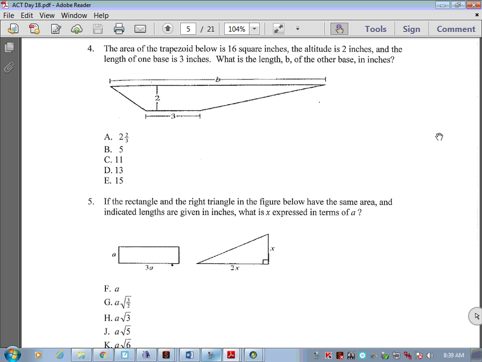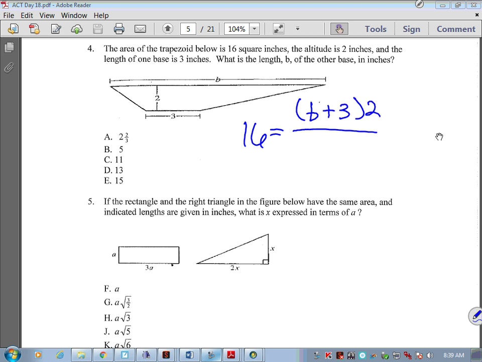the area of a trapezoid below is 16 square inches. The altitude is 2. The length of one base is 3. What is the length of B, the other base, in inches? So if they tell me the area, okay, it's 16. I'm going to set that equal to the area formula of a trapezoid, which is base 1 plus base 2, right? Times height divided by 2. So if I have an unknown base plus 3 times a height of 2 divided by 2, that's going to help me solve for B because I already know what the area is, okay?